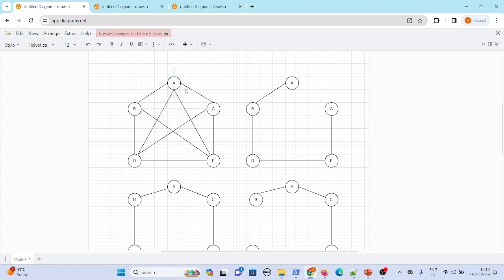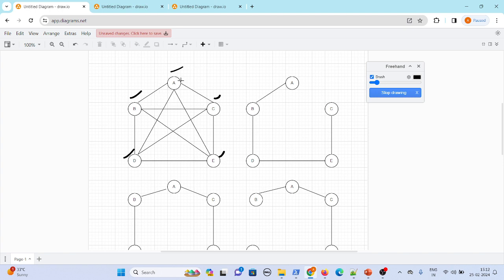Now, how many vertices are there in this graph? You have 5 vertices: A, B, C, D, E are the 5 vertices of the graph. And if you see the edges, there are so many edges. If you want to reach E from A, either there is a direct edge going from A to E, or you can go to B. From A you can go to B, and from B you can reach E.